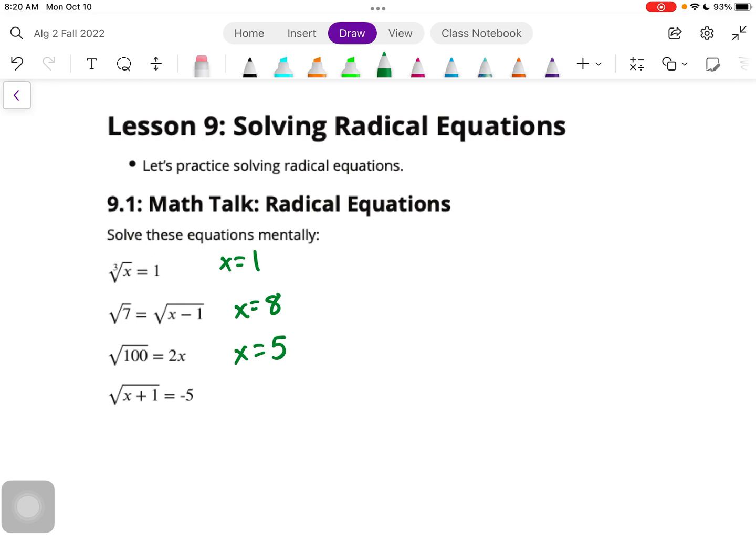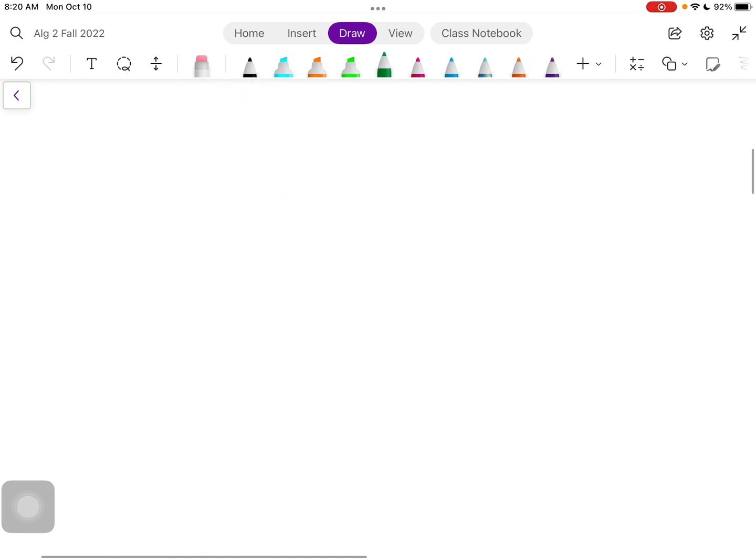And then for the last one, we have the square root of x plus 1 is equal to negative 5. Well, in that case, you can't take the square root of any number and get a negative. So this one has no solution because there is nothing you can plug in for x that's going to give you, when you take the square root, a negative number. That's just not possible. So we know that one has no solution.